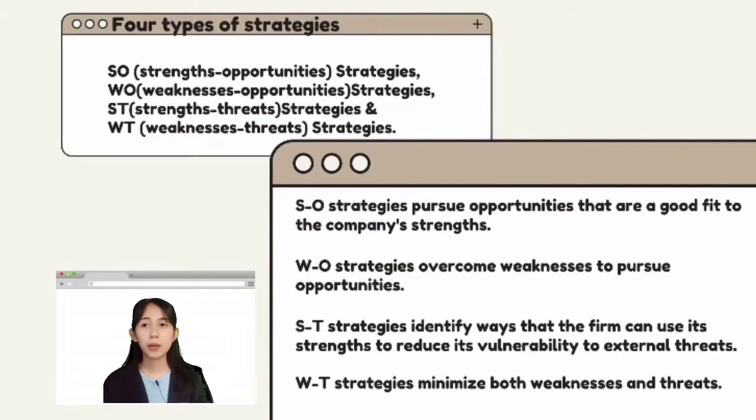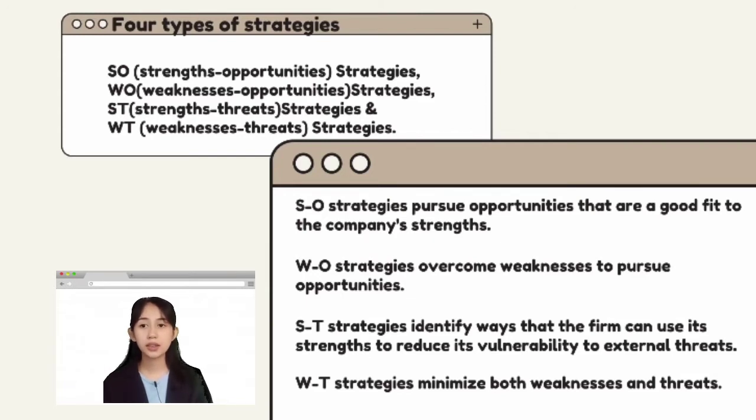Now, the four types of strategies. SO or Strength Opportunity Strategies, WO or Weaknesses and Opportunities Strategies, ST or Strength and Threats Strategies, and lastly, WT or Weaknesses, Threats Strategies. Let's define them. SO or Strength Opportunity Strategies pursue opportunities that are a good fit to the company's strength, while Weaknesses and Opportunity Strategies overcome weaknesses to pursue opportunities.